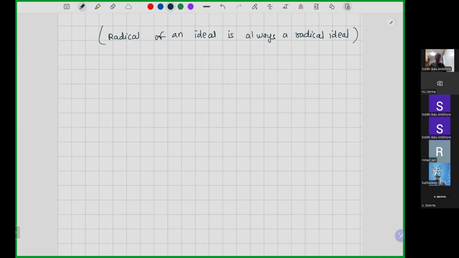Now let us move to the next question. Question 7: true or false, every subring of a field is Noetherian. Any guesses here? A subring of a field, we know, a field is always Noetherian.